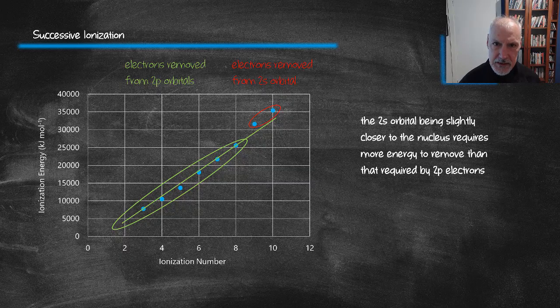The patterns that you've seen here in successive ionization are further evidence of the predictive power of the quantum model of the atom.